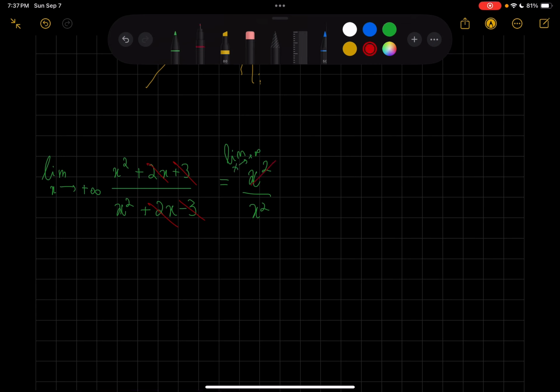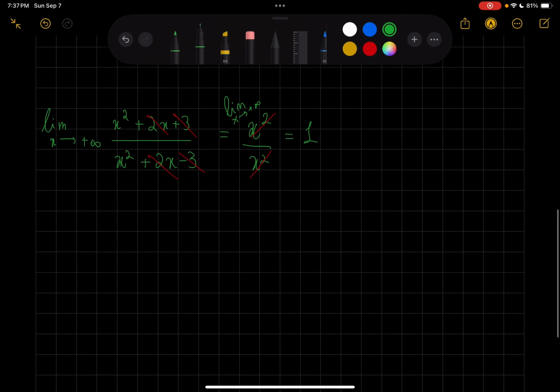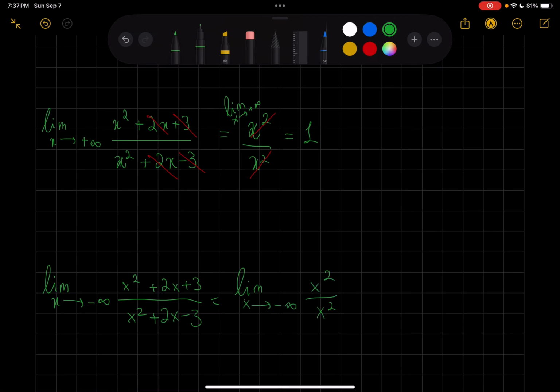Then x squared and x squared will cross each other out as simplification, and you're going to be left with 1. Now, as x is going to negative infinity, we are going to get the same exact answer, because we're going to ignore the entire function and only consider the highest power on top and on the bottom. So we're also left with 1. Therefore, we will say that y equals 1 is a horizontal asymptote.